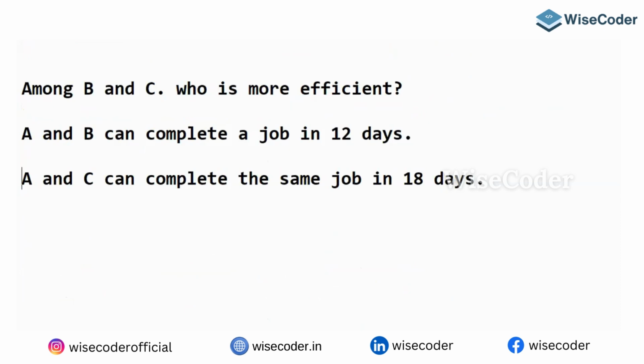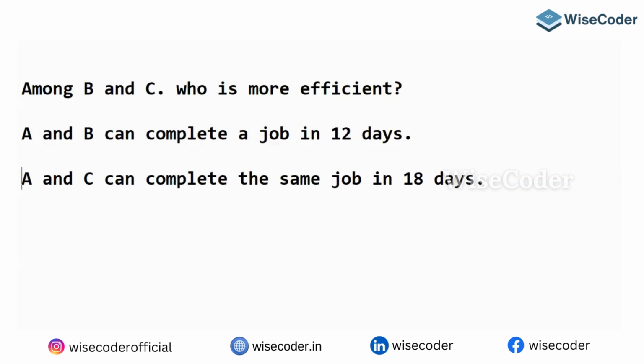A and B can complete a job in 12 days. Guys, if I know A and B, can I figure it out for B and C? No. So is 1 alone sufficient? No. A and C can complete a job in 18 days. With the second statement alone, can you figure it out? No. If I add 1 and 2, yes.